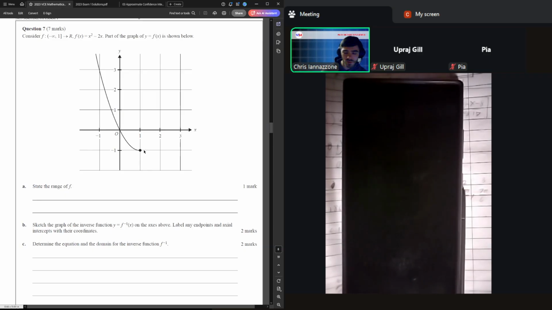Where's the bottom? Where's the top? That's it. Nice. Sketching inverse. That's going to be tough to verbalize. Maybe if you just give me the endpoints and axis intercepts, I'll say that's enough, and then I'll just show you the picture afterwards.